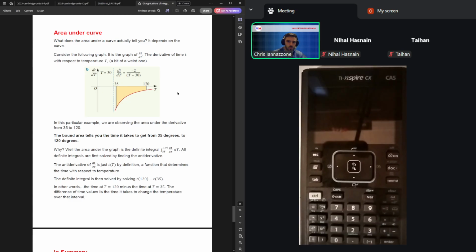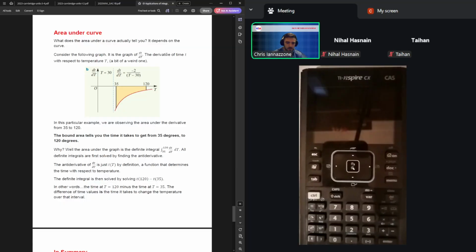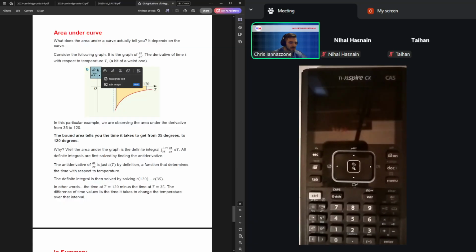As far as interpreting what that gives you, it depends on what you started with. Now, a lot of the time they're going to start you with a rate equation, because when you do that first step of anti-diffing, you are turning your rate into a quantity instead of the rate itself. This is dt, d time, d temperature. So by integrating this, by anti-diffing this, you get back to a time in terms of temperature equation. So rather than the rate of time with respect to temperature, you get the physical time with respect to temperature.